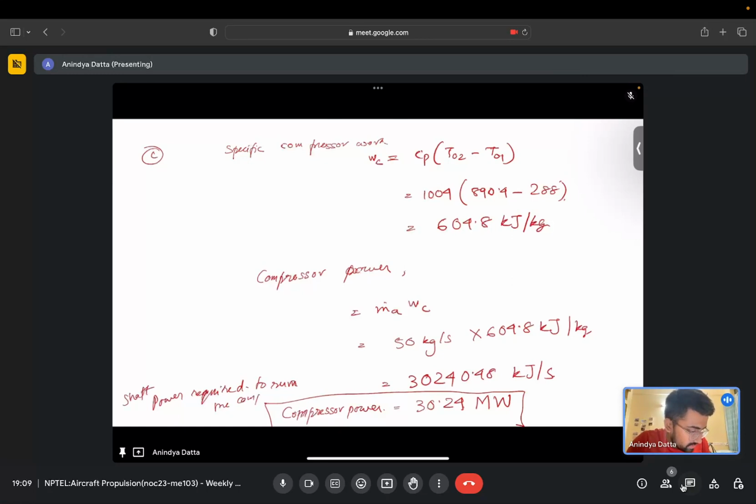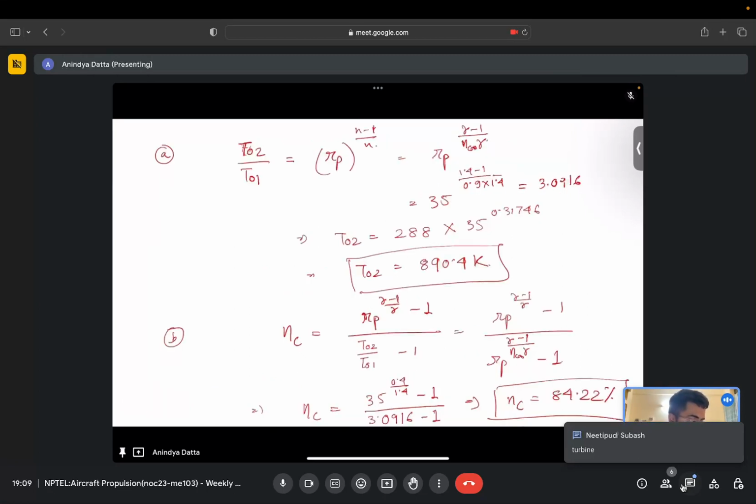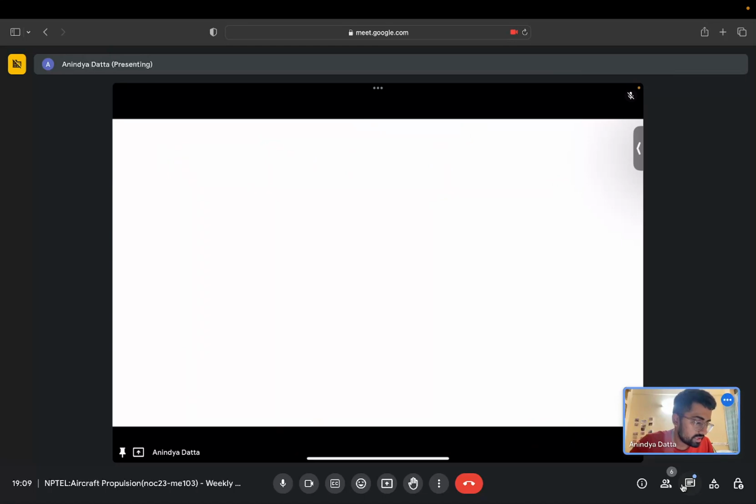Okay, and we have seen that this shaft power is basically provided by the turbine. A part of the turbine work output goes into running the compressor, right? So I guess all this is clear, right? This problem on the compressor related to polytropic efficiency. Okay, and move on to the next question.